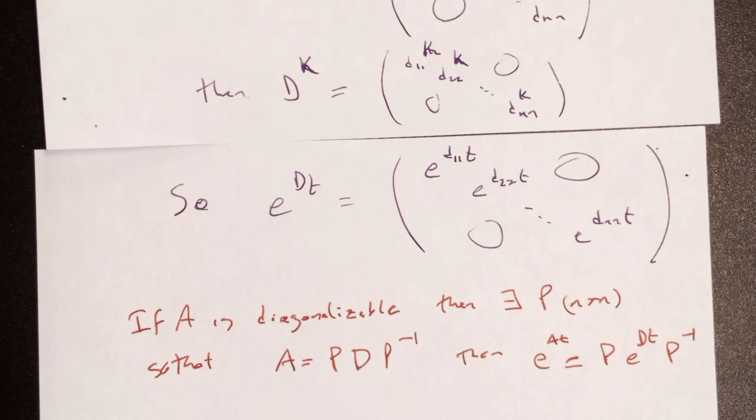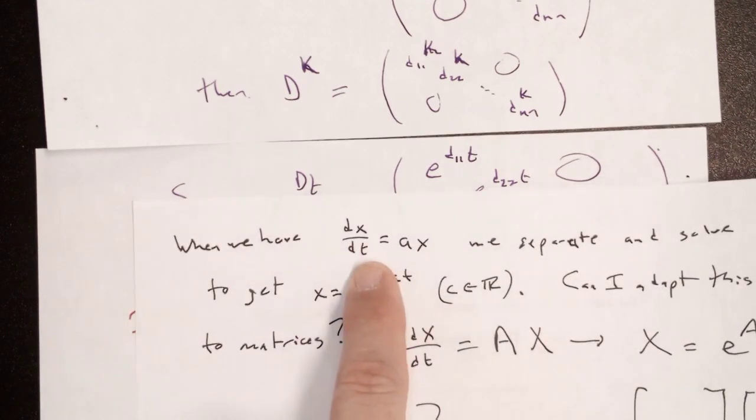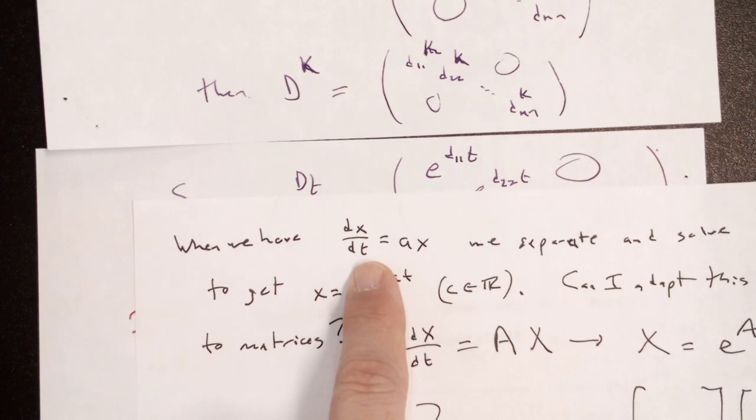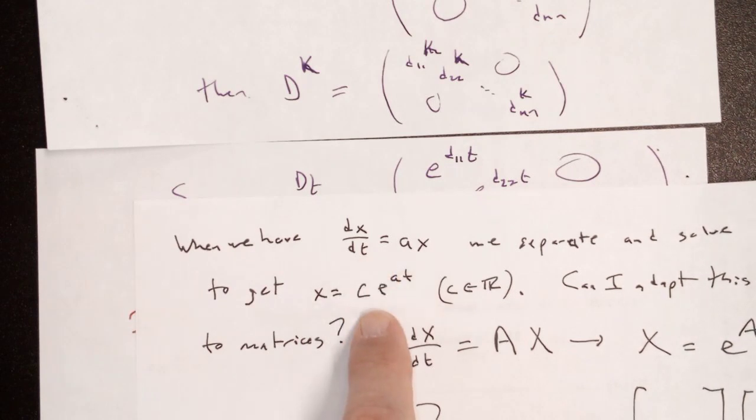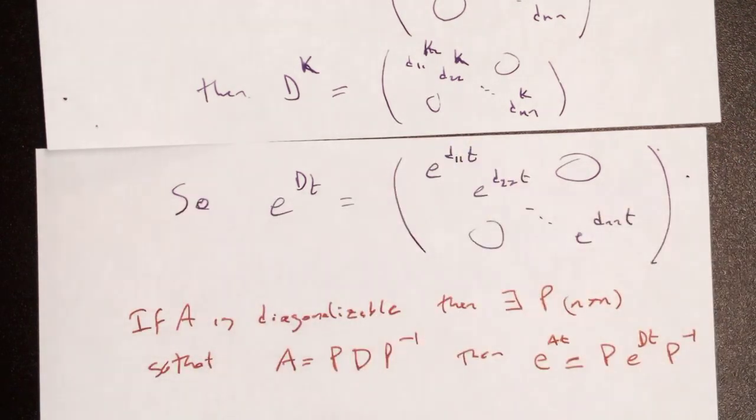Holy moly. It worked. And for diagonal matrices, this is really easy. That's because the system of differential equations that goes with the diagonal matrix, each one of them looks like this. So each of my solutions looks like this. And that's why I got e to the t and e to the 2t.